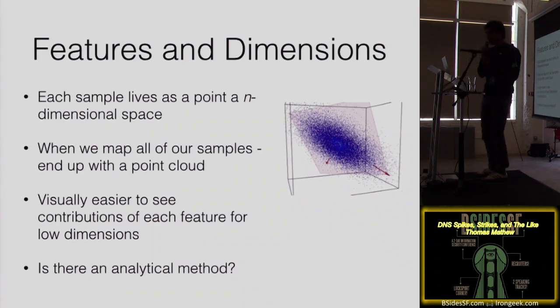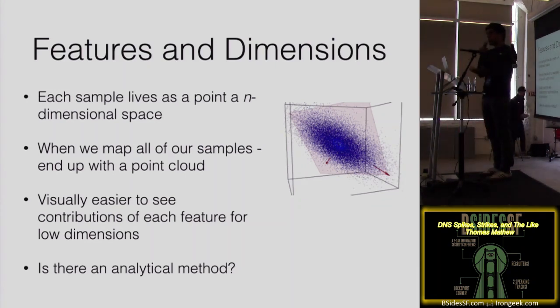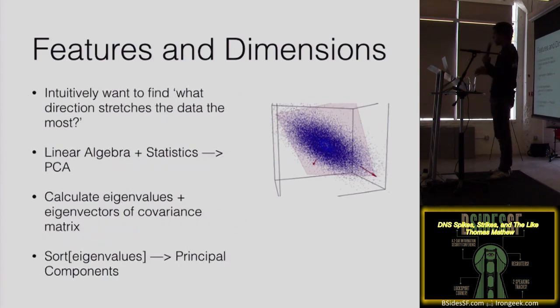So as this diagram shows, if you're dealing with only three features, we end up with a three-dimensional space, and some sort of cloud of data points. Now, if I'm dealing with only two or three dimensions, it becomes quite easy to determine what features contribute the most to the clustering, because visually it's quite easy. However, if we're dealing with, say, six or seven, that's hard for your eyes to understand. So the question is, is there an analytical method? And thankfully, there is.